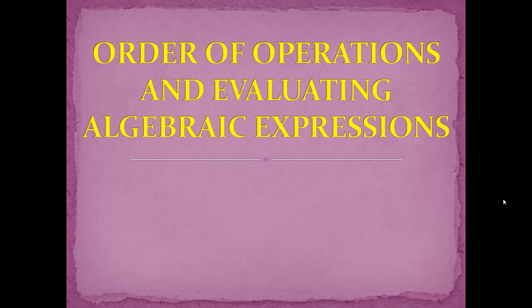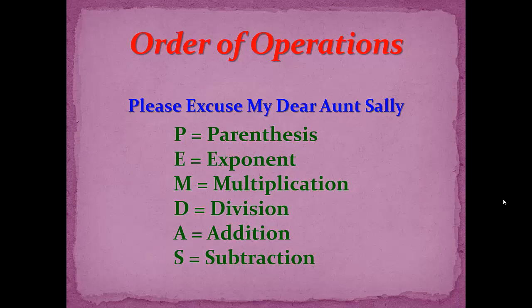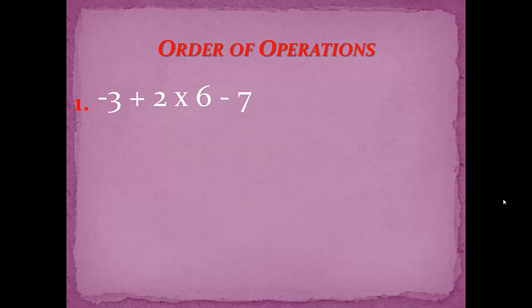Today's lesson is on the order of operations and evaluating algebraic expressions. You've probably heard the phrase, "Please excuse my dear Aunt Sally." P stands for parentheses, E exponent, M multiplication, D division, A addition, and S subtraction. We are going to use the phrase, "Please excuse my dear Aunt Sally," which is the order of operations, to help us solve a few problems.